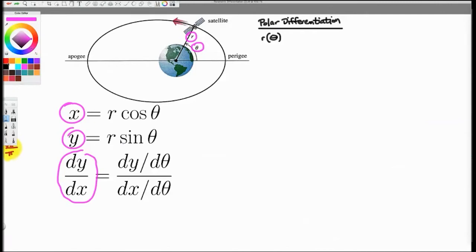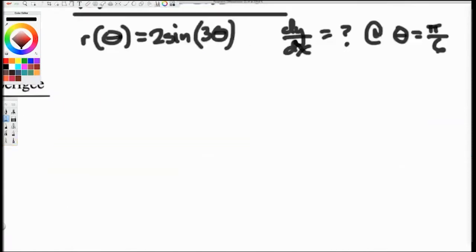So the first example we're going to use is, if r of theta is equal to 2 sine of 3 theta. I want to know what is the derivative of y with respect to x, just in general, and then I'm going to plug in specific values. Let's just do it at theta equals pi over 6. I think that's what I used last time.